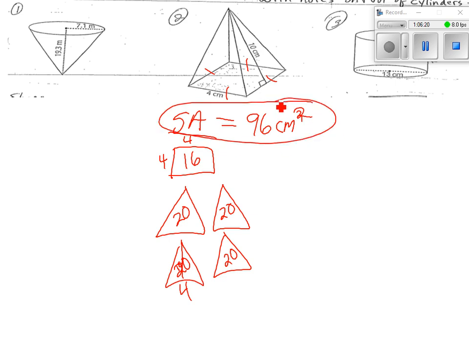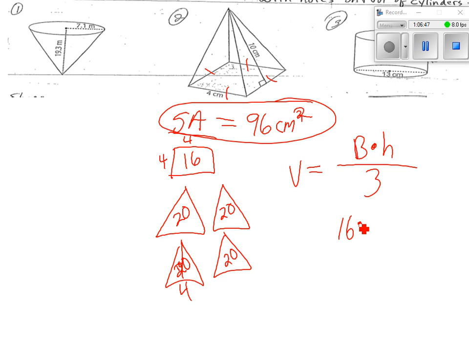Surface area. How about volume of a pyramid? 1/3 of base times height. Big B times H divided by 3. So what is the area of the base for this one? 16. 16 times the height. 10. Is the height 10? That's the slant height, isn't it?